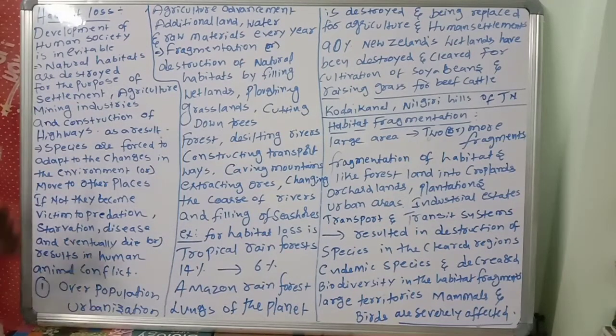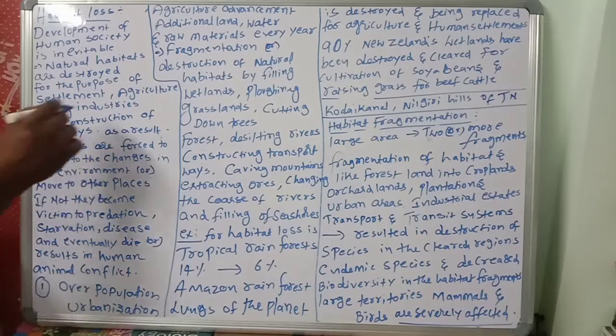Agriculture. Mining. See, agriculture, I said, jhum type of agriculture. What will tribal people do? They will select one land, destroy the forest, and use that land for agriculture. Next, they will go to another place. There they will cut the trees. They will do deforestation like this, completely damaging the forests, meaning habitats.